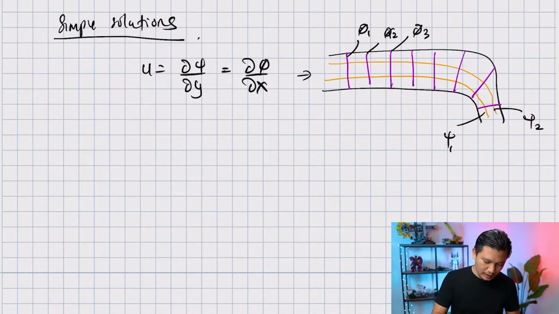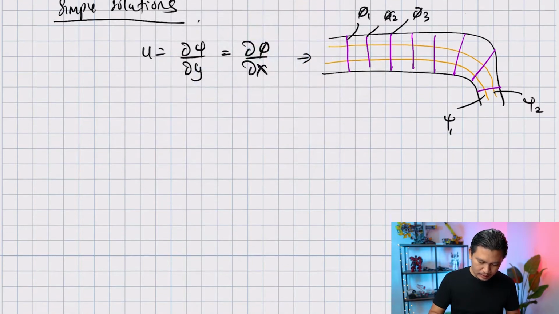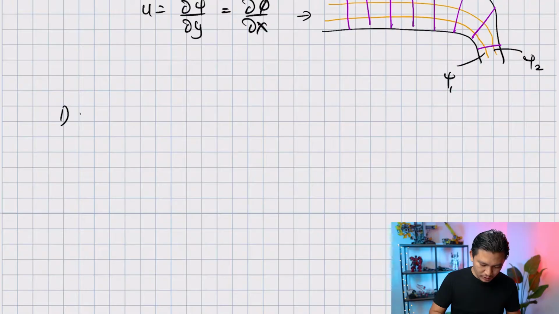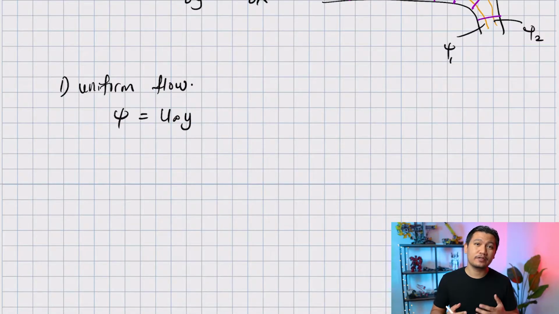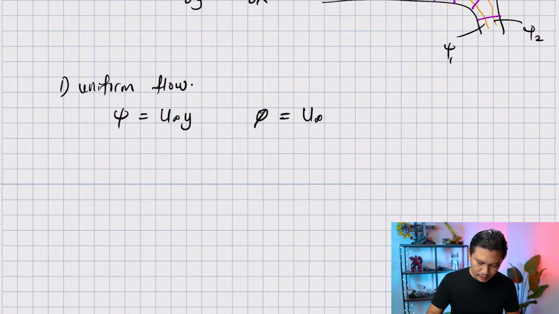The first type of flow that I want to show you is a very simple one, which is called uniform flow. And for uniform flow, the stream function is very simple. This is psi equal to u infinity y. So u infinity means the free stream velocity. And for the velocity potential, it is equal to u infinity x.